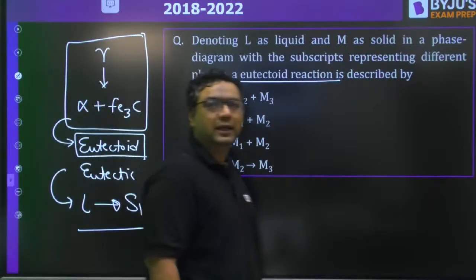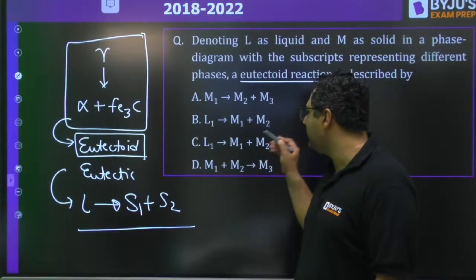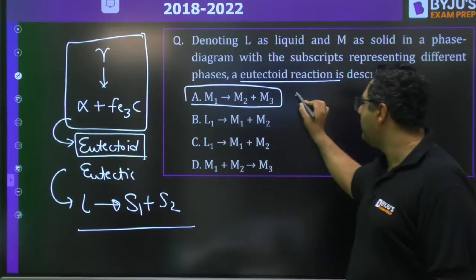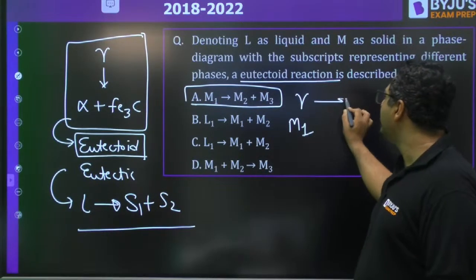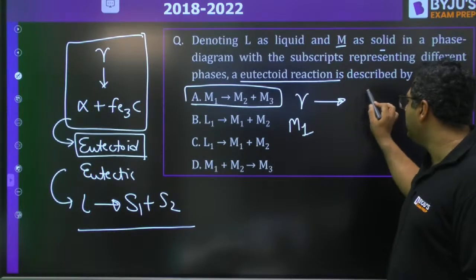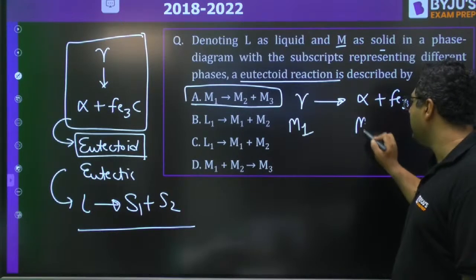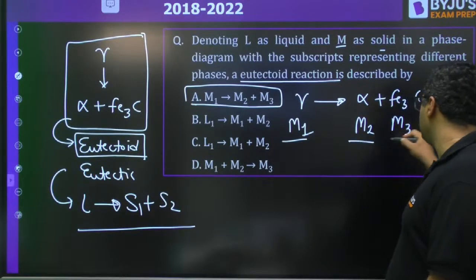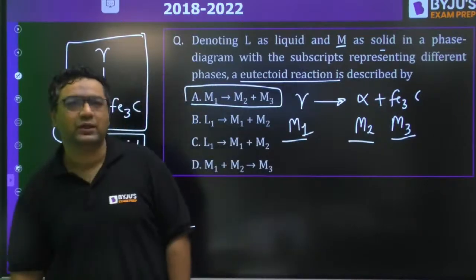Yes. The answer for this is A, where you have gamma austenite, which is one solid, being converted into alpha plus Fe3C, which are two solids. You can see one solid is converted into two solids. So the answer is A for this. Moving further to the next question.